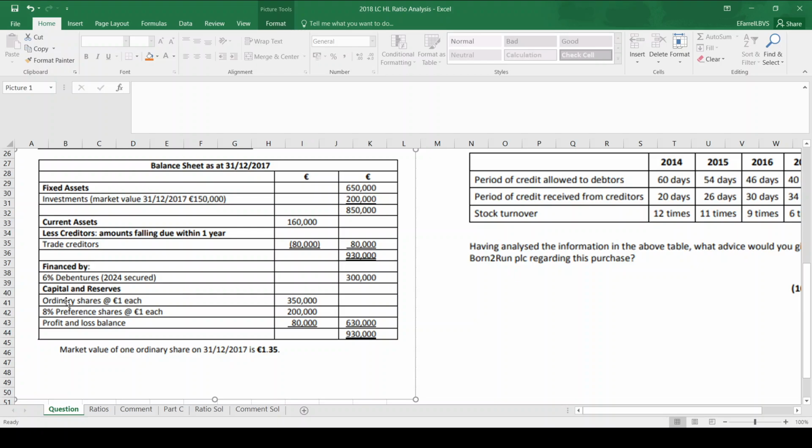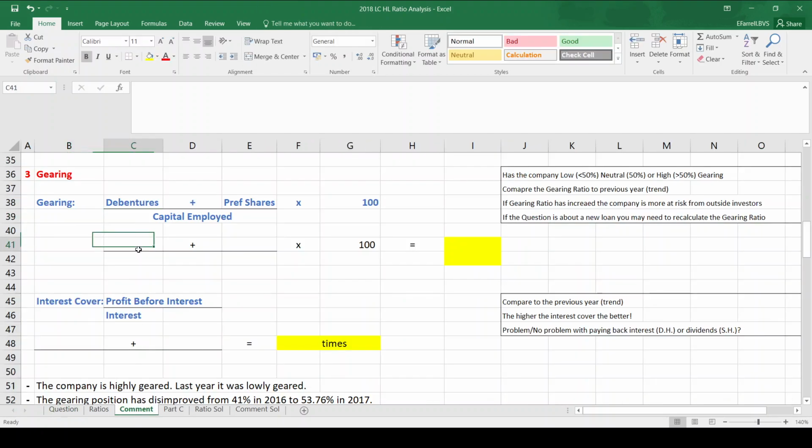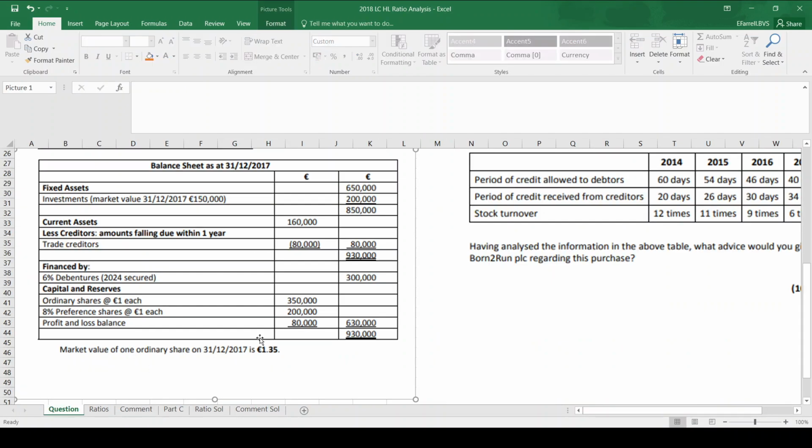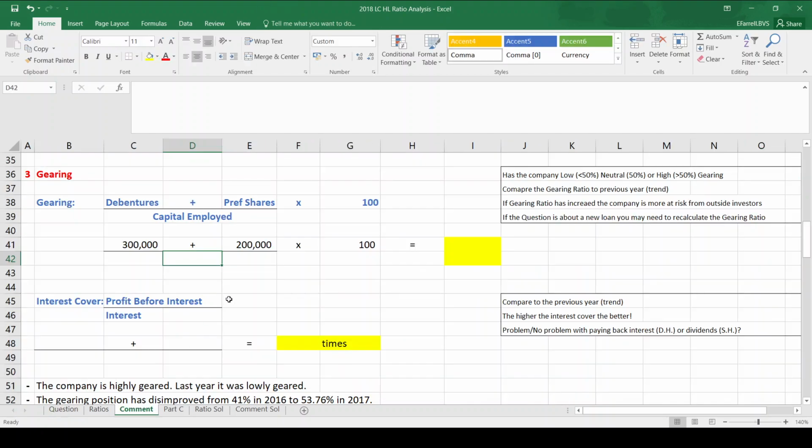And again, if you can't remember which ones are debt, they're the ones with the percentages on them, but you're taking the full figures, the 300 and the 200. So the debentures we said were 300,000, preference shares 200,000, and we're putting that over capital employed, which is the total of the balance sheet, 930,000.